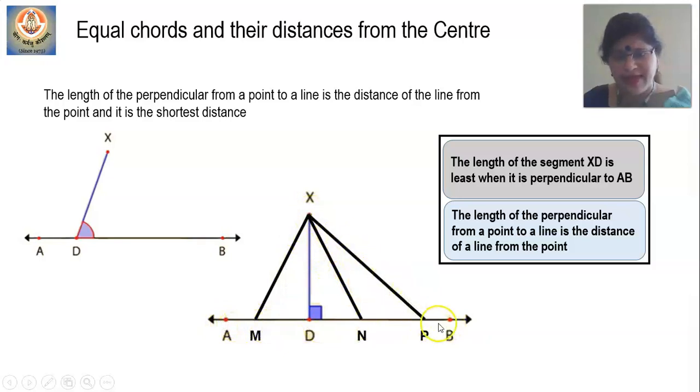Look at this segment XP. Its length is definitely more than XD. Similarly, look at length XN. Its length is more than XD. And if you compare length XM to that of XD, XM also will be longer than XD. So what do we conclude? The length of the perpendicular from a point to a line is the distance of the line from the point, and it is the shortest distance.